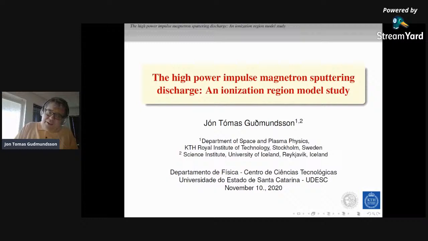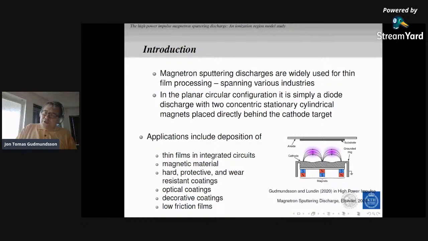Magnetron sputtering is a very widely used technique for thin film processing. It is just simply a diode discharge. Originally a DC discharge, where two concentric stationary cylindrical magnets are placed behind the cathode target. These magnets create a magnetic field that confines the electrons.